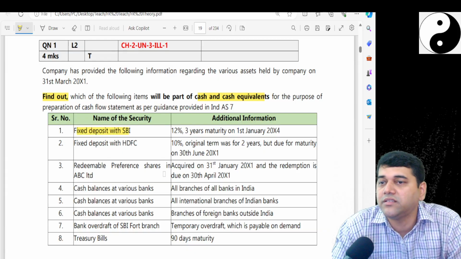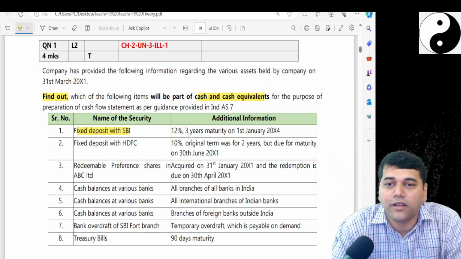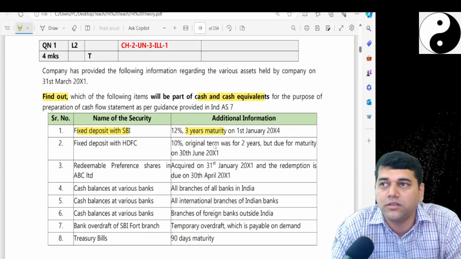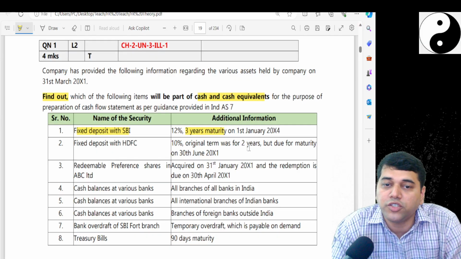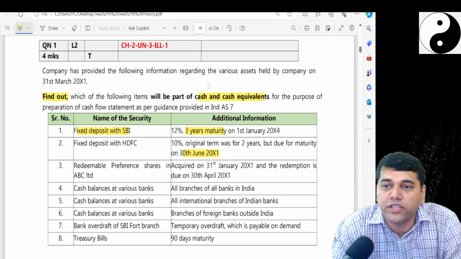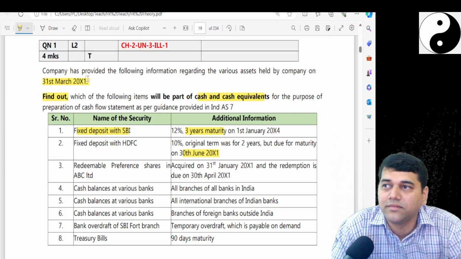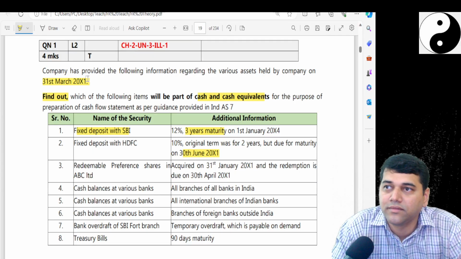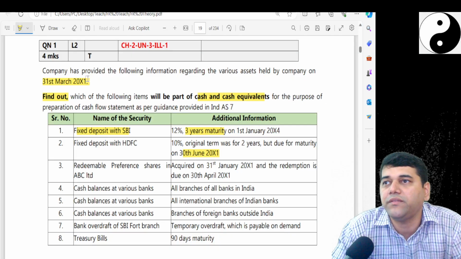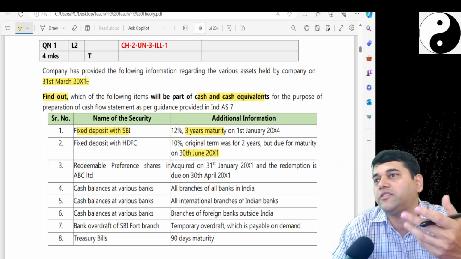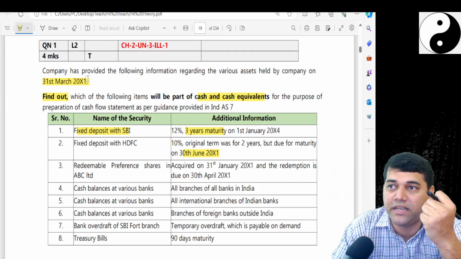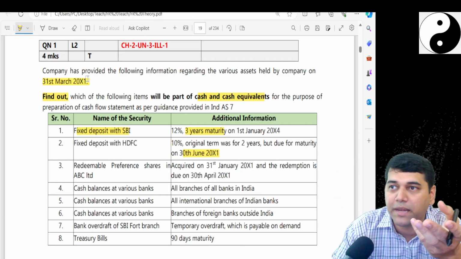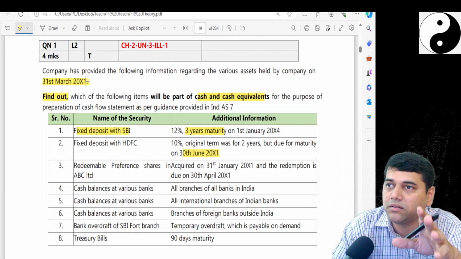Is your FD a CCE? Now it's going to mature in 3 years' time. You say no. If your fixed deposit with HDFC had an original maturity of 2 years, but is due for maturity on 30th June, and today is 31st March, we can convert it, but the point is, whose control is it in? See, now it's the maturity. Maturity means it's going to happen. I'm going to get cash flow on that day. Okay, so I understood. I could have cancelled it at any point of time, but the standard says no, you keep it as outstanding.